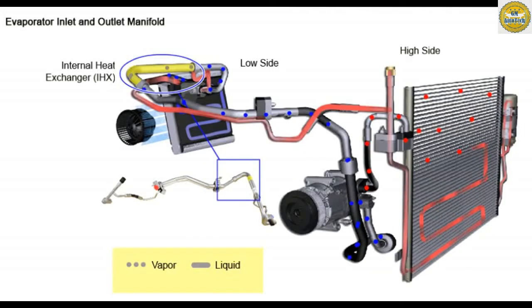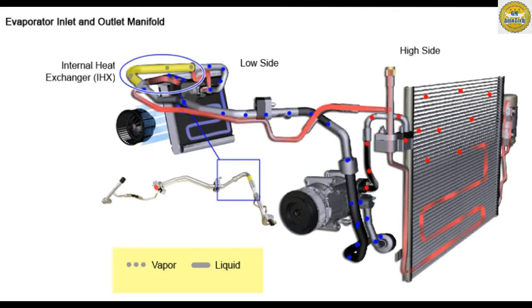The evaporator inlet and outlet manifold, sometimes referred to as an internal heat exchanger or IHX, has an outer and inner tube combined into one housing. The inner tube is connected to the suction line, and the outer tube is connected to the condenser discharge line. Relatively cold refrigerant vapor flows through the inner tube and cools the refrigerant in the outer tube that is supplied to the TXV. Pre-cooling the refrigerant before it enters the TXV increases cooling capacity and operating efficiency of the climate control system.